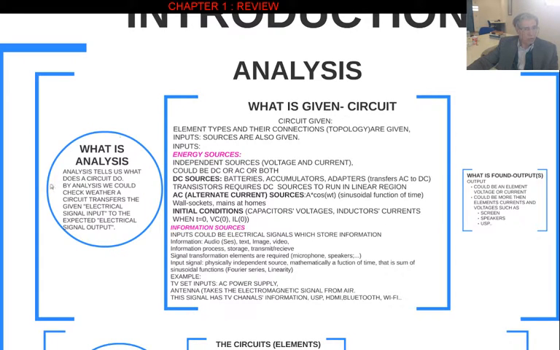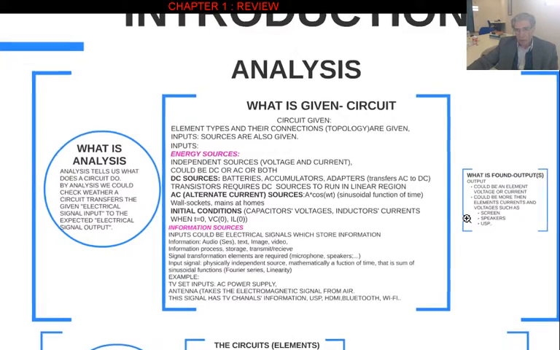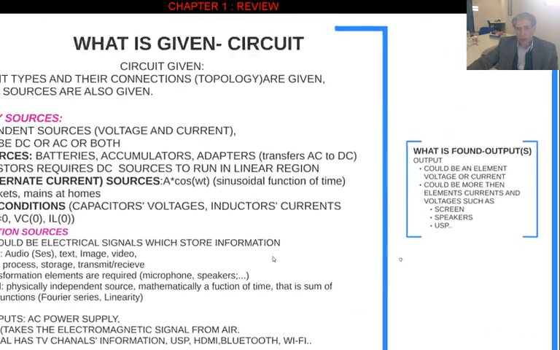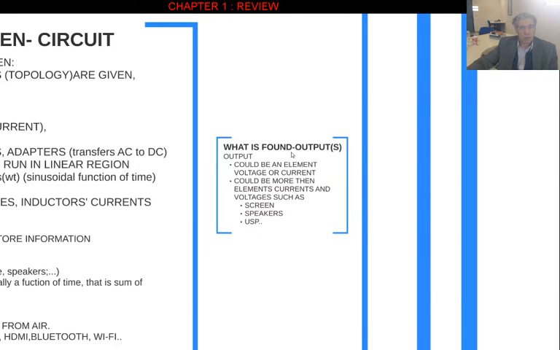In order to do the analysis, what is given to us is this. We just explained that. Then what we do by the analysis is explained here. What is found is the output of the circuit. It could be of an element voltage or current, or could be more than one element's currents and voltages.